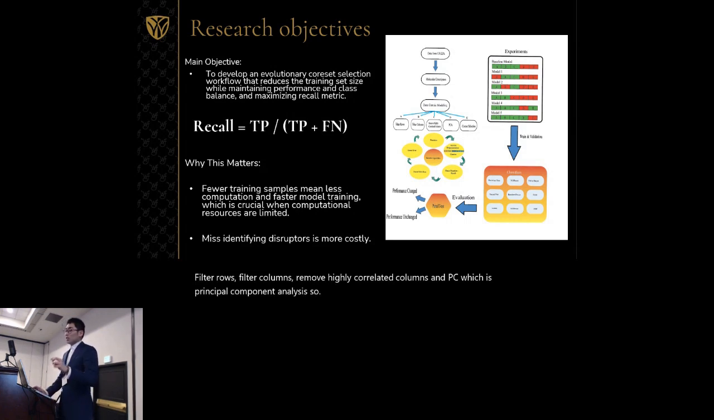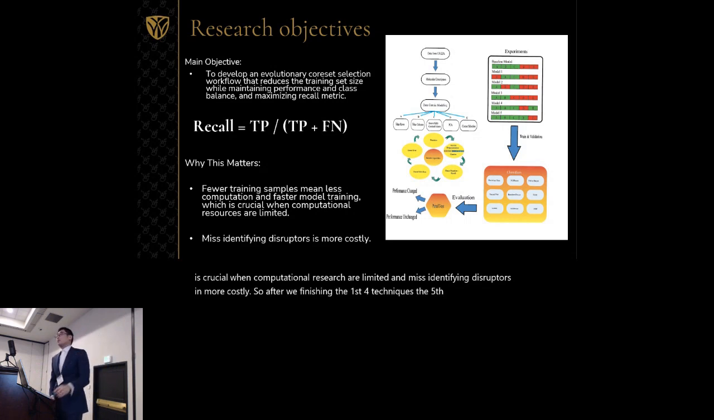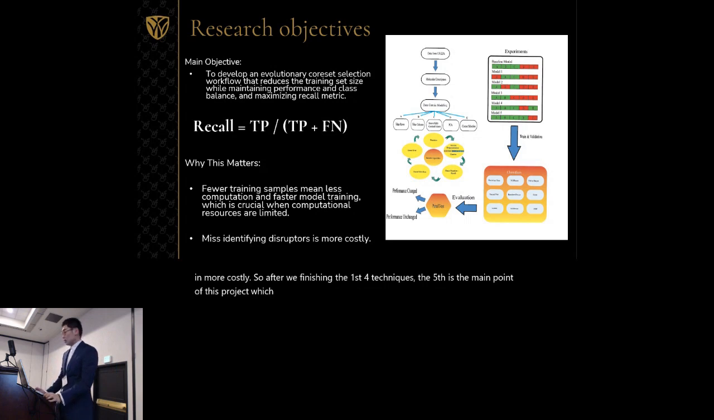And the metric we choose is the recall, because we mainly focus on how many disruptors we are accurately detecting. And why does this matter? Because fewer training samples mean less computation and faster model training, which is crucial when computational resources are limited and misidentifying disruptors is more costly. After we finish the first 4 techniques, the 5th is the main point of this project, which is core set selection.